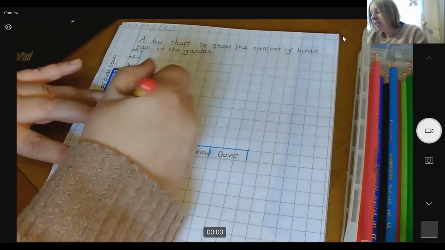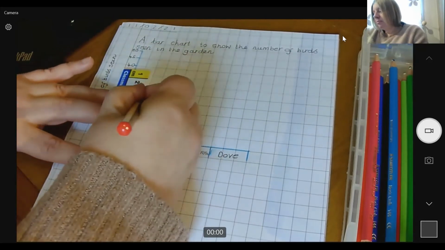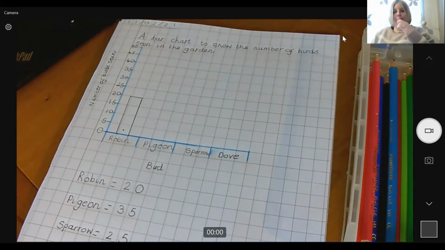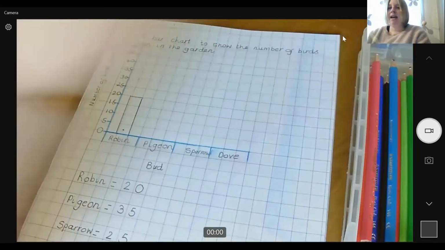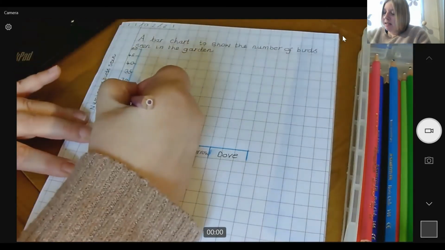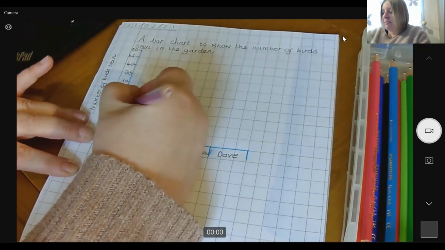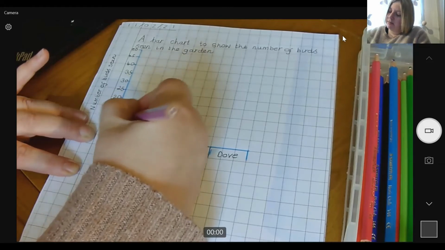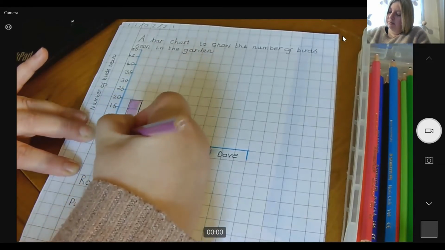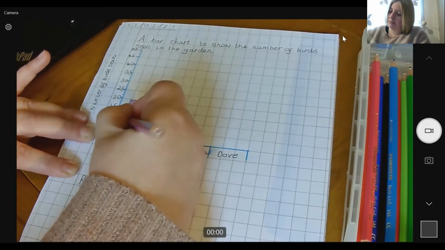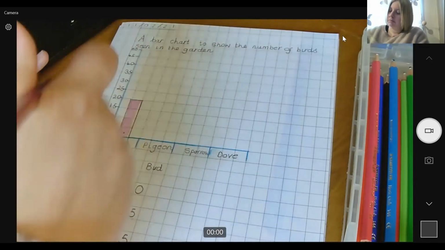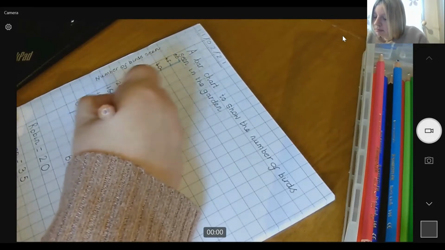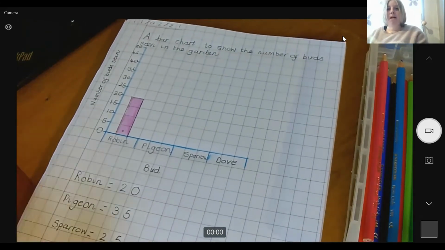Then I'm going to complete my bar. So I've drawn my bar. Once I've drawn that, I'm going to take a colour from my pot of colouring pencils, and I'm going to colour it in, making sure that I stay between the lines. So I've coloured my bar in.